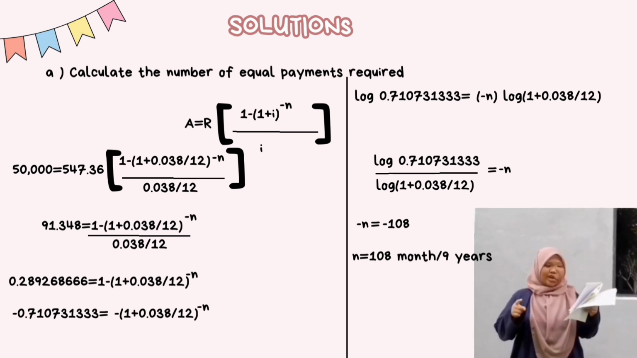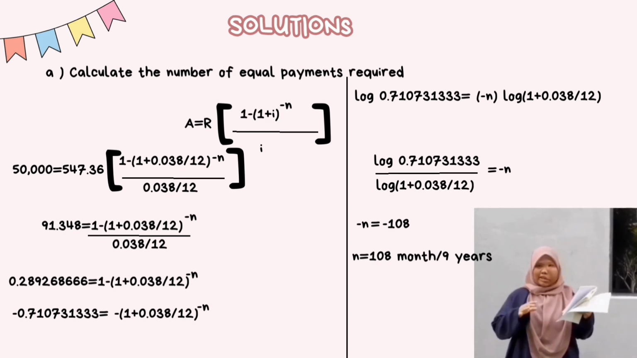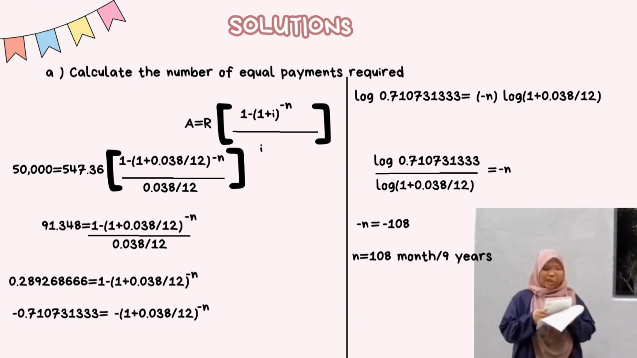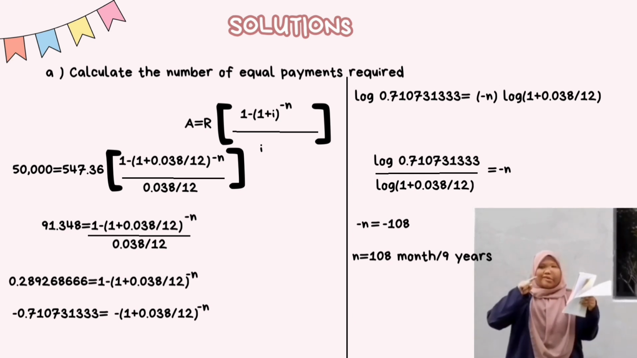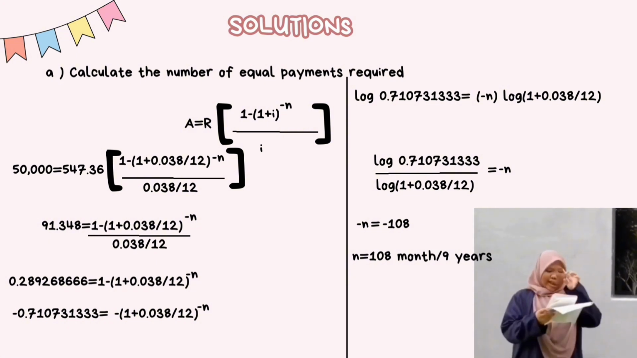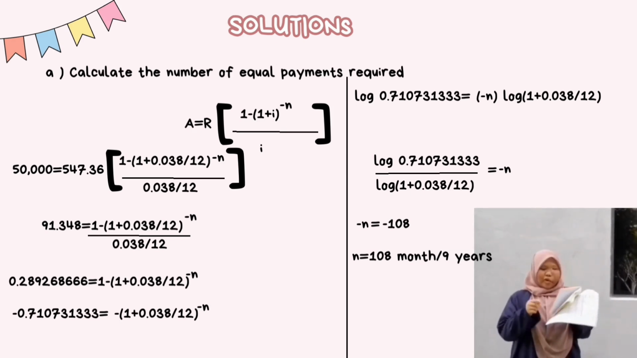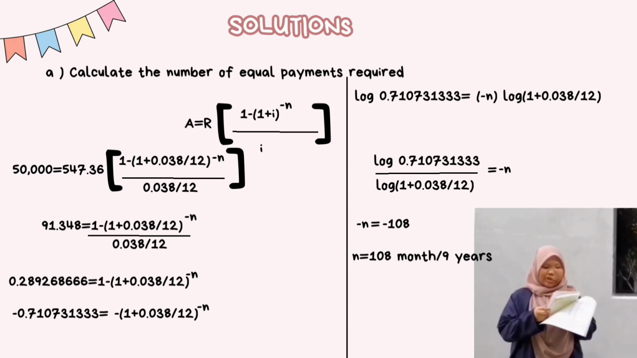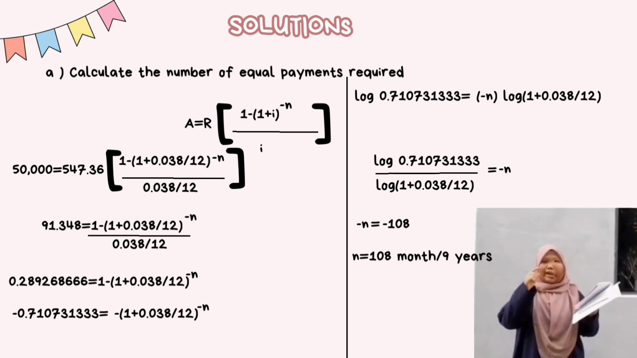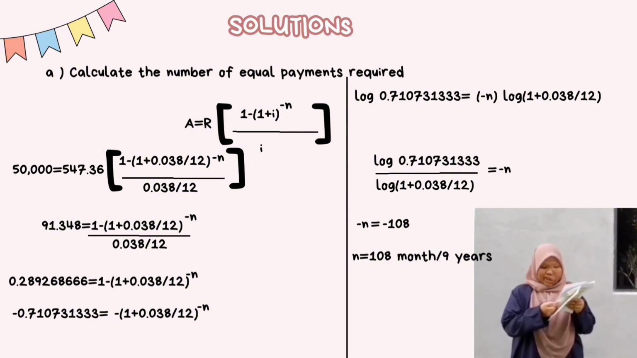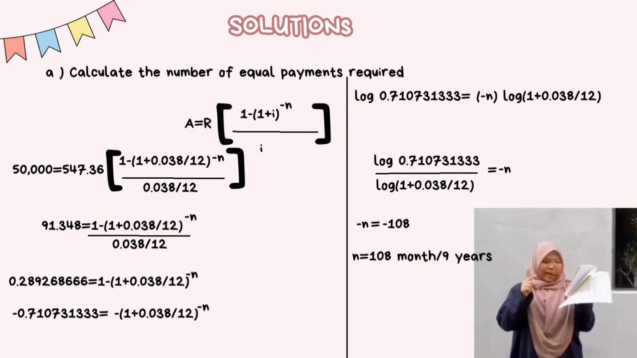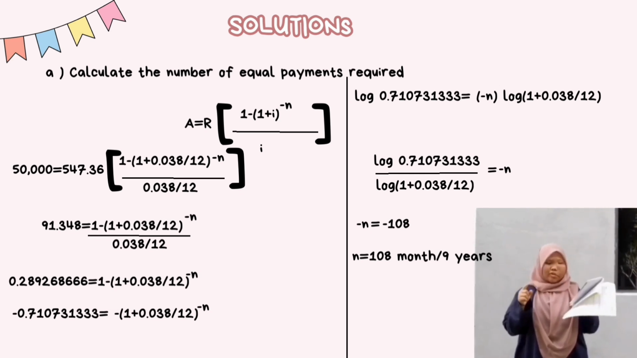Next, we move the 0.038 divided by 12 from the bottom to the front, and it makes 91.348 multiplied by 0.038 divided by 12, and we got the answer 0.289268666. Next, we move the 1 to the front, and it makes 0.289268666 minus 1, and the answer is negative 0.710731333. We can remove the negative at both sides, and it makes log 0.710731333 equals n log bracket 1 plus 0.038 divided by 12 close bracket.